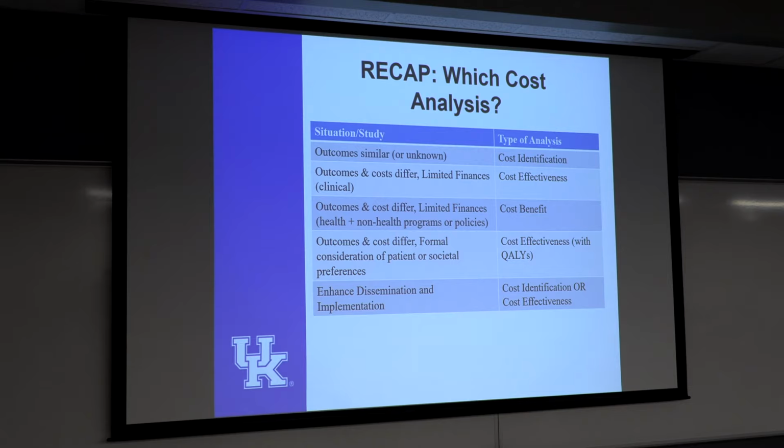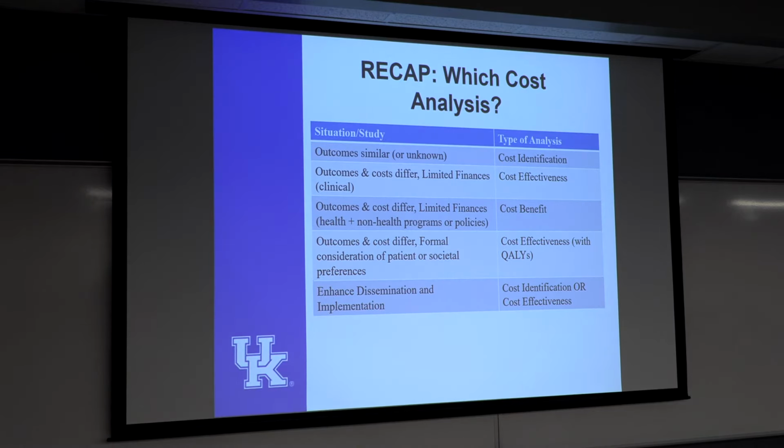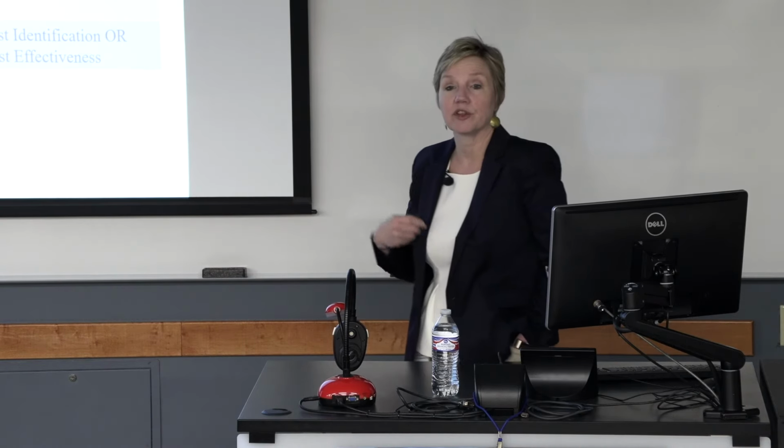Okay, so I want to give enough time for a few questions, but let's just recap. Which cost analysis? If the outcomes are similar or unknown, cost identification. If the outcomes and costs differ, or there's very limited finances, we often go to a cost effectiveness analysis. That's sort of the sweet spot. If we are comparing health and non-health programs, that's the cost benefit. I have to tell you, I've done like 2 of those in my career. I've published 2. That's not the space we're generally in. For formal consideration of patient or societal preferences, your outcome often should be quality adjusted life years. You're thinking about how they view those life years that you're saving.